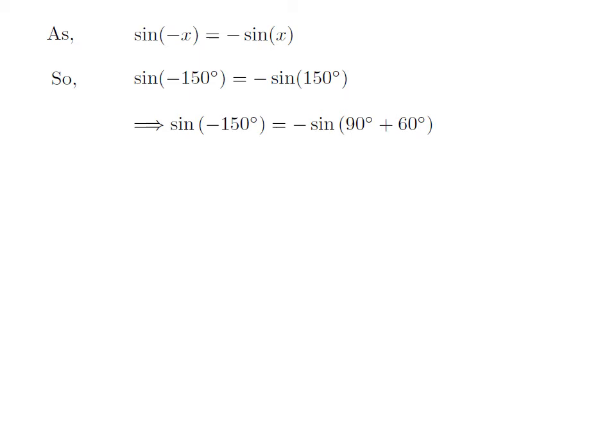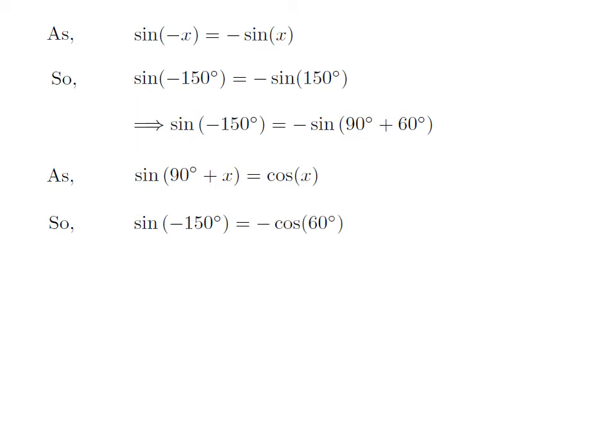As 150 degree is equal to 90 degree plus 60 degree, so sine of minus 150 degree is equal to minus sine of 90 degree plus 60 degree. As we know, the trigonometry identity sine of 90 degree plus x is equal to cosine of x. The video explaining how to derive the identity is appearing in the upper right corner. Also, the URL address of the video has been mentioned in the description section.